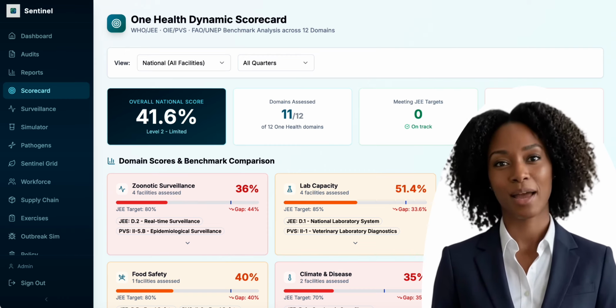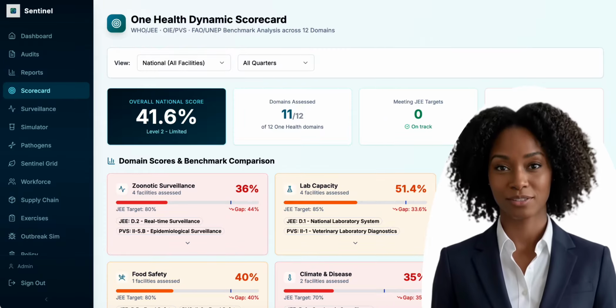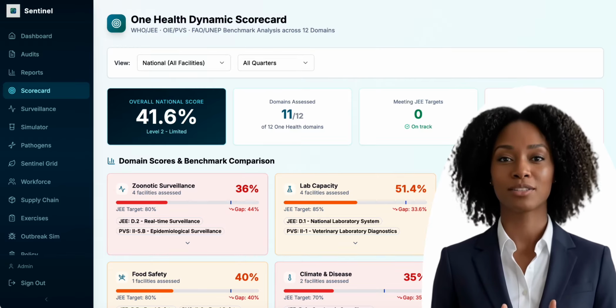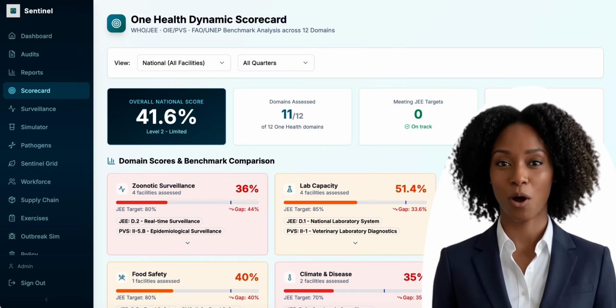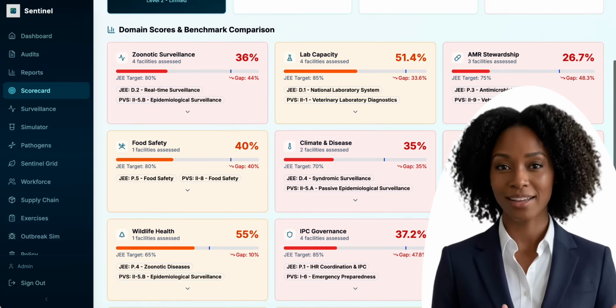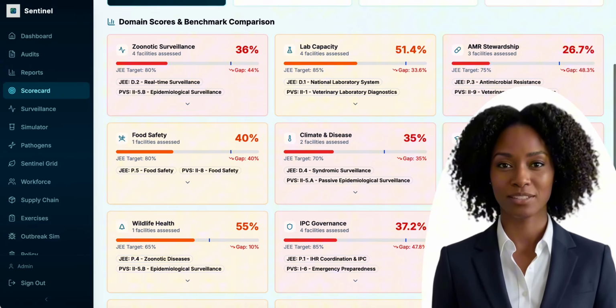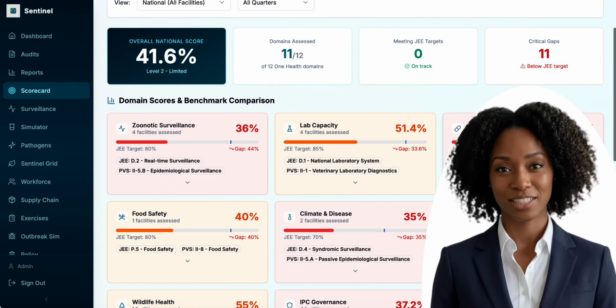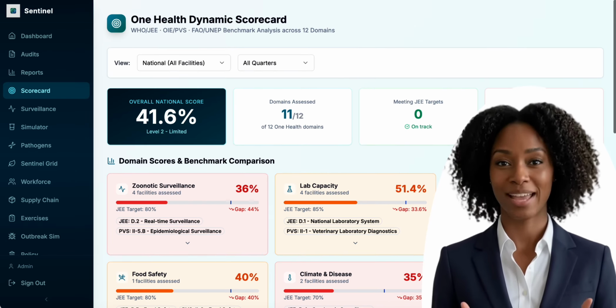Number two, dynamic One Health readiness scoring. In contrast to static PDF reports, the scorecard calculates a live composite score across all 12 domains, including zoonoses, food safety, AMR, biosecurity and safety, and wildlife surveillance. As new audit data or benchmark inputs are entered into the platform, the score updates in real time, enabling continuous progress tracking.